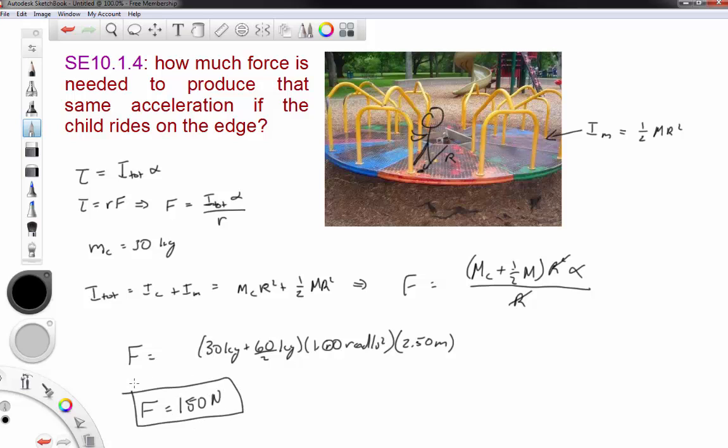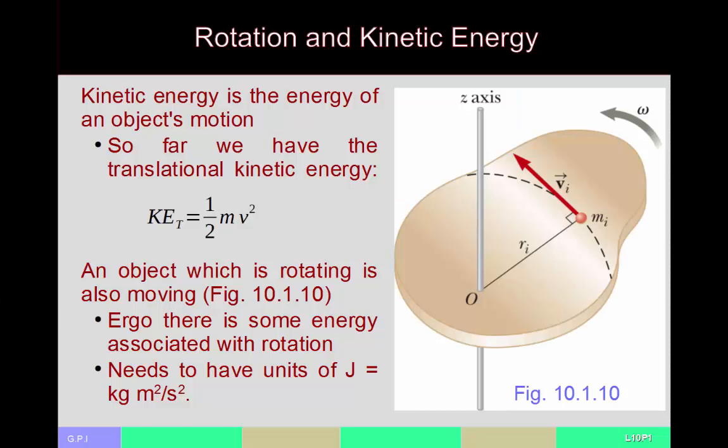So we need twice as much force if this is the case. If the child weighs half what the merry-go-round weighs but rides out on the outer edge, then we will need twice the force that we needed before. So that is torque, and that is how torque and rotational acceleration tie together.